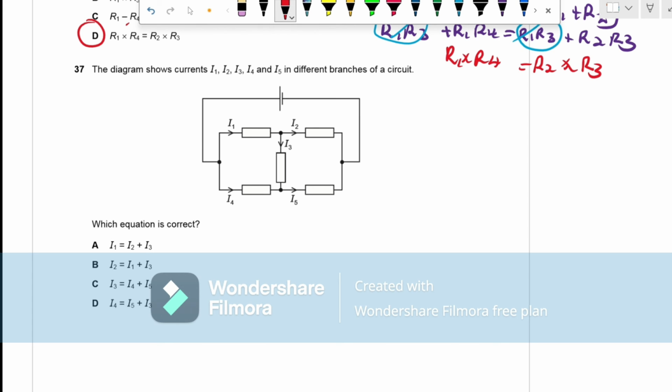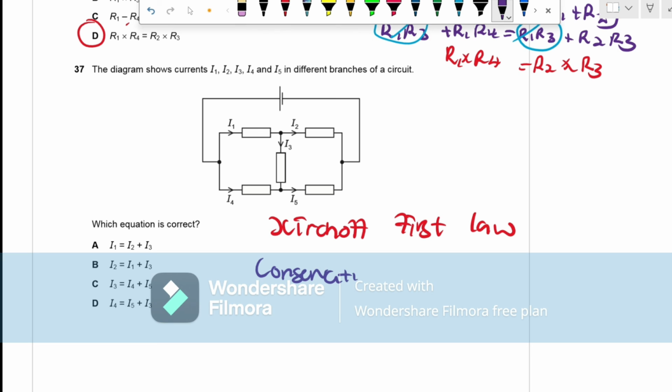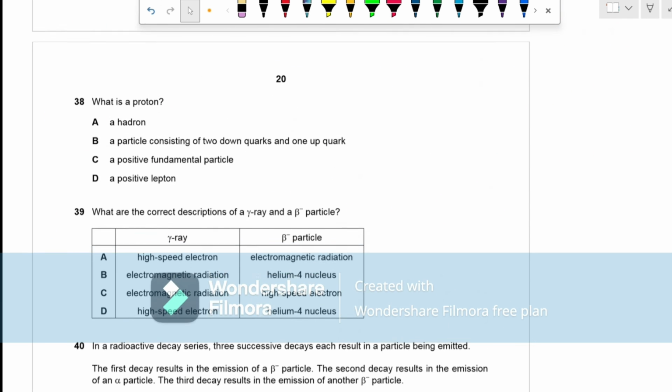This is an application of Kirchhoff's first law. Okay, what does it say? It says that the sum of currents entering a junction is equal to the sum of currents exiting the junction. This is popularly known as the law of conservation, right? The conservation of charge. Charge is always conserved. So if we're entering a junction, I1 should be equal to I2 plus I3. The answer is A. Move on to question 38.